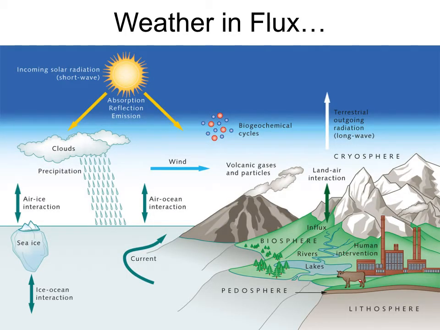You can see how the sun's radiation affects the clouds, how some radiation is reflected by the clouds, some by the atmosphere, how precipitation takes place, how the rainfall goes to the rivers, how it goes to the soil, and how evaporation takes place, how the wind moves, and how these different land-air interactions take place, and how the living organisms in the biosphere interact with them, and how the cryosphere, like the ice, is involved there. So all these patterns together contribute to the flux in the weather patterns.